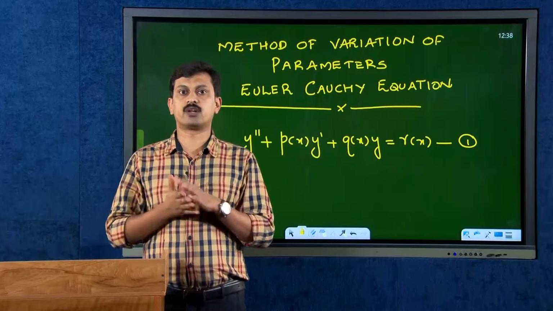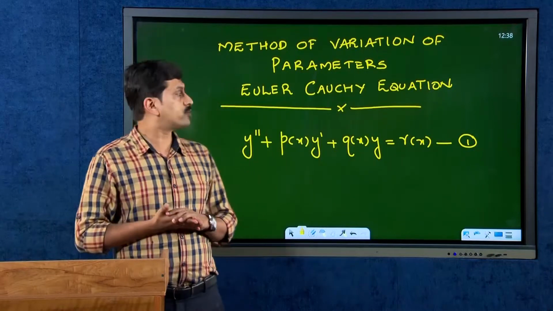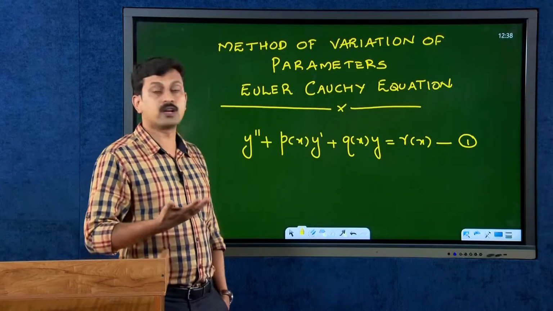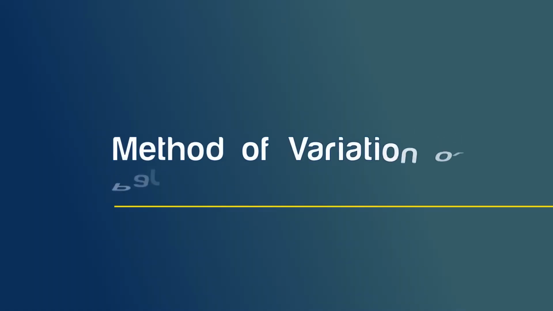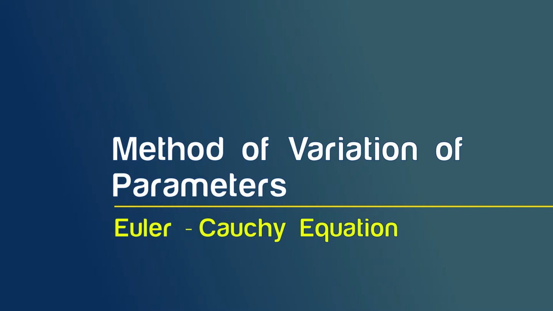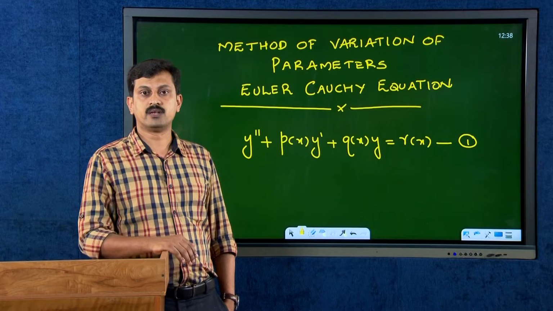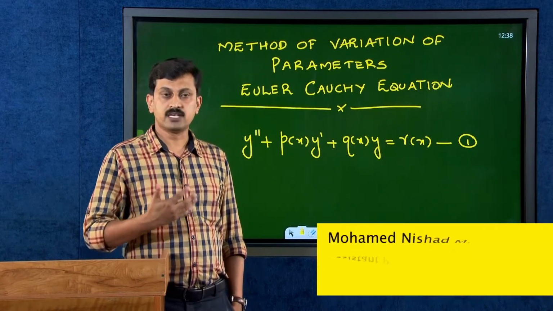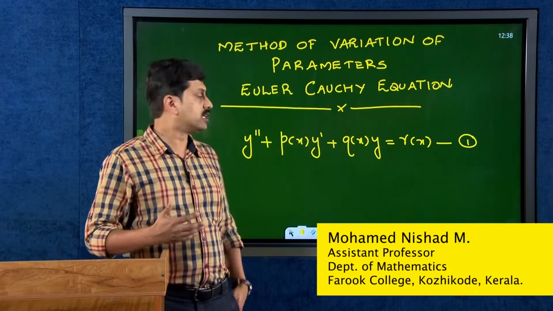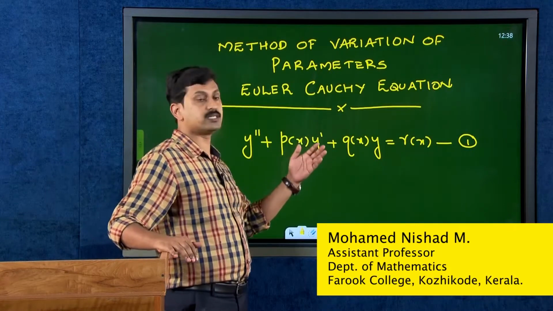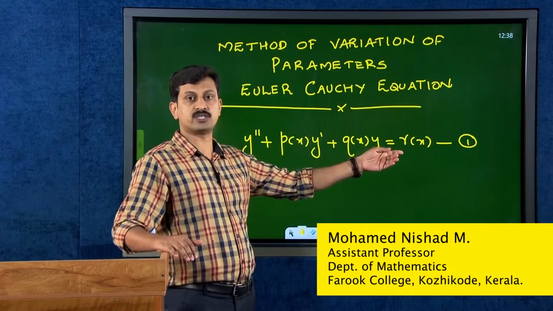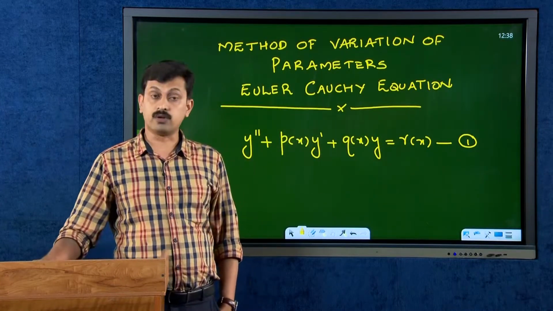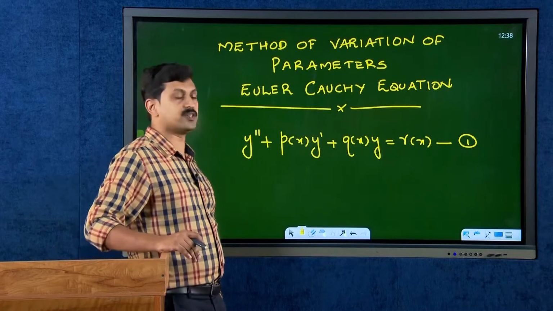Welcome to the new session of the differential equation. In this module, we will discuss the method of variation of parameters and the Euler-Cauchy equation. We already discussed the method of variation of parameters, and in this session we will discuss how the method of variation of parameters for the non-homogeneous equation is used in the Euler-Cauchy equation. We already discussed the Euler-Cauchy equation.